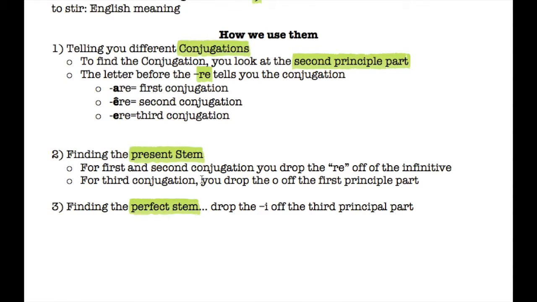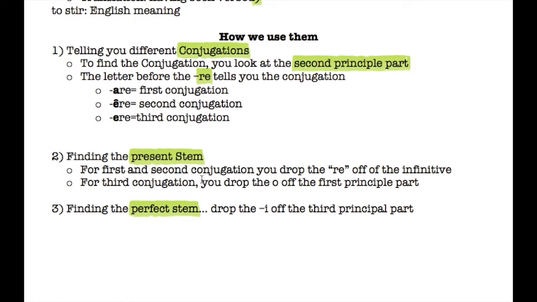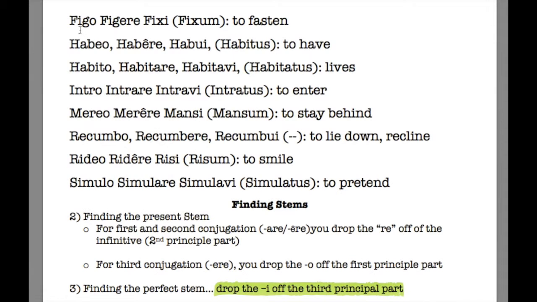And finally, for the perfect stem, we drop the I off that third principal part. That's true for every conjugation ever and pretty much every verb ever. So watch. 1, 2, 3. It's just habu. 1, 2, 3 is just habitab. 1, 2, 3, it's just intrav. In almost every word in Latin, you just drop that I off and you get the perfect stem.